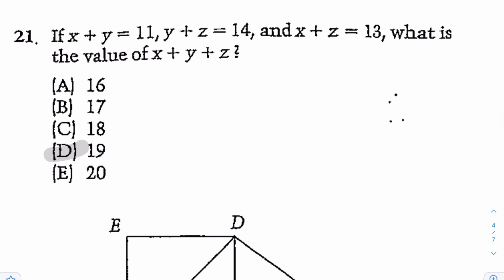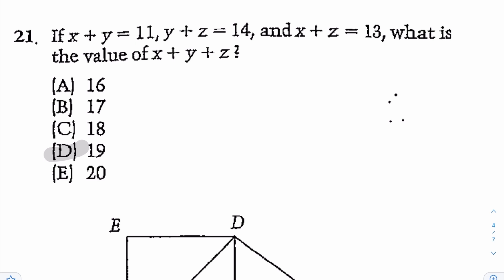All right, next for number 21. If x plus y is equal to 11, y plus z is equal to 14, and x plus z is equal to 13, what is the value of x plus y plus z? So here you have your system of equations with 3 variables and 3 equations. We can solve for each of them using either substitution or elimination.